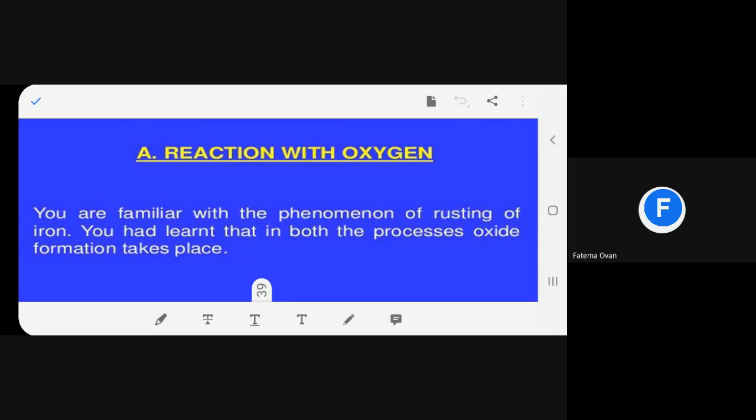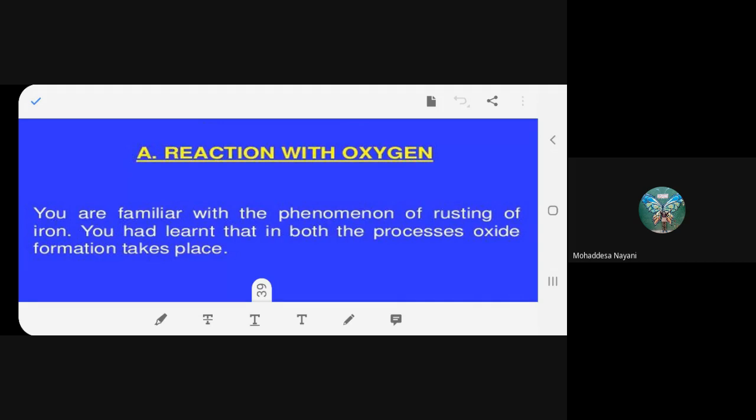Reaction with oxygen. You are familiar with the phenomenon of rusting of iron. You had learned that in both the processes, oxide formation takes place. Now, rusting of iron. What does that mean? You must have observed at home. You got almirahs, you got old iron rods, maybe. After some time, you find that there's an orange colored powdery formation on the surface. Have you observed that? Yes, ma'am. Flakes coming off.